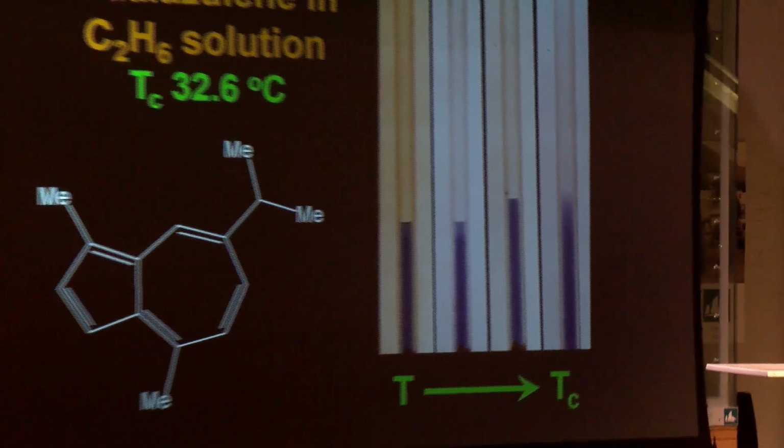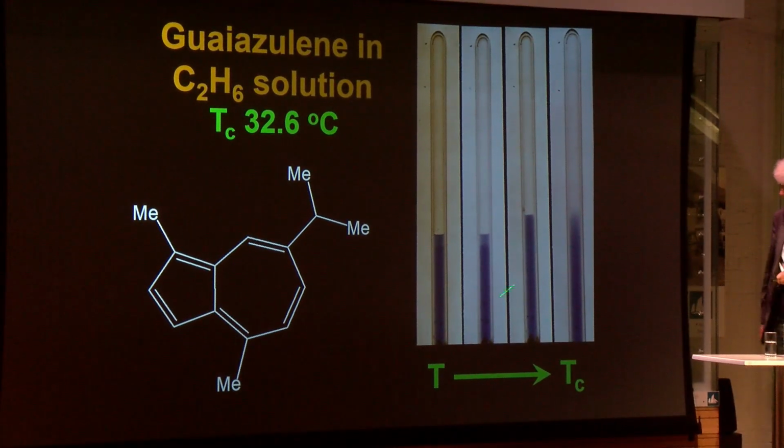And of course, the first thing we wanted to do was to try and demonstrate that solids will dissolve in supercritical fluids, these highly compressed gases. And I remembered from being an undergraduate that there was an intensely blue compound that I'd used in the organic chemistry lab called guaiazulene. So we decided to dissolve up guaiazulene. So this is the molecular structure of guaiazulene.